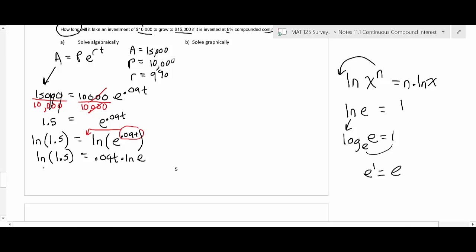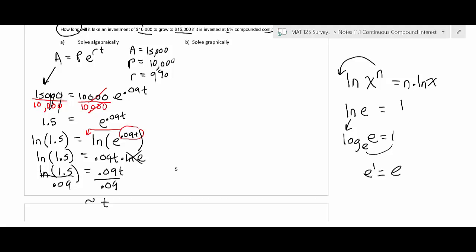So that becomes 1. So you have ln of 1.5 is equal to 0.09t, and then that thing just becomes 1. Okay. Now what you're going to do is divide both sides by 0.09. Then you're going to get your calculator out, and that'll give you approximately how long it takes for that investment to grow.